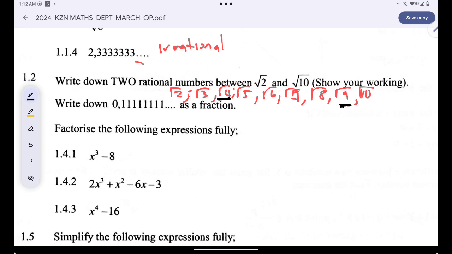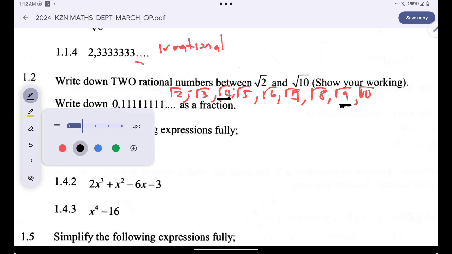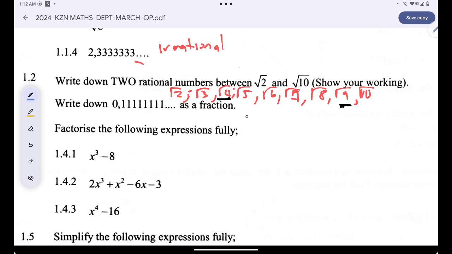I'm supposed to write this decimal number as a fraction. How can I do so? I can simply say, let me write in blue, let 0.11111111 recurring equal x. So by just doing this, now I formulated an equation, and this equation I can call equation 1. Are you together?